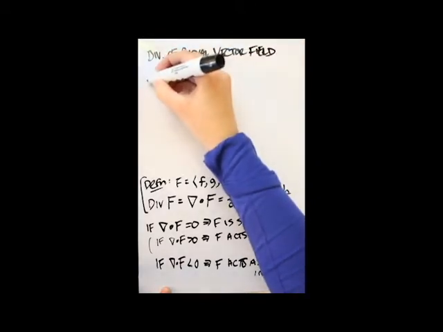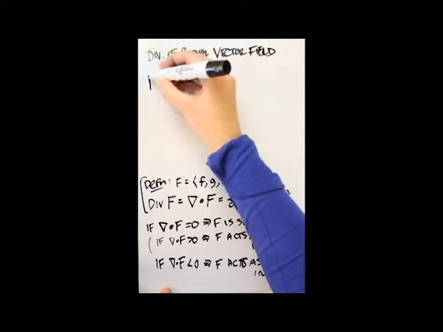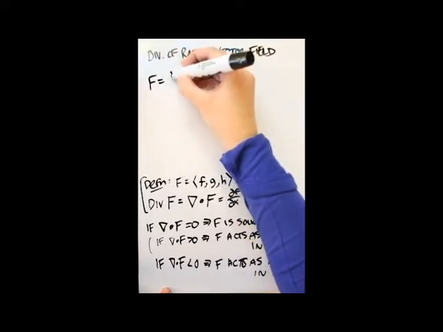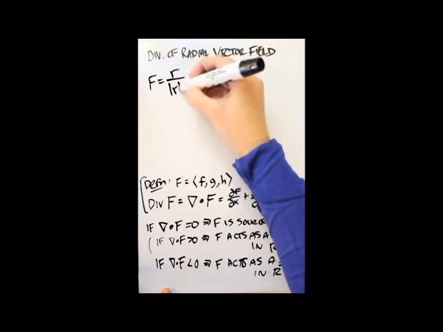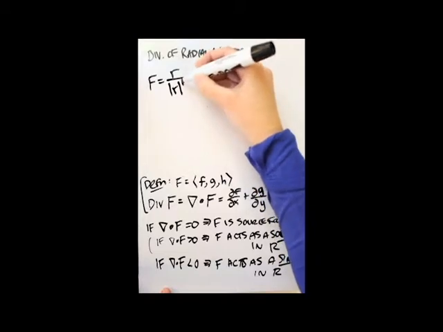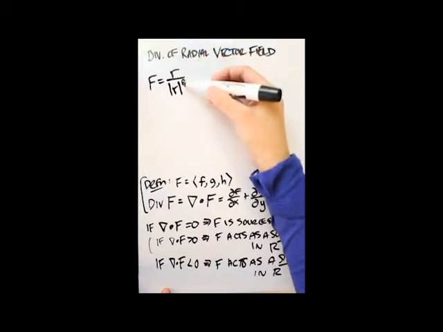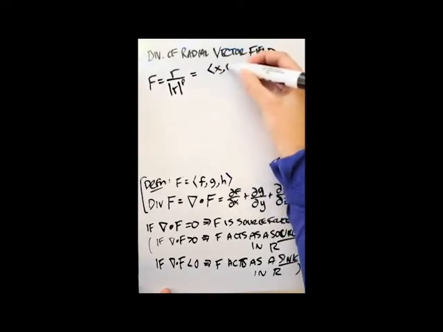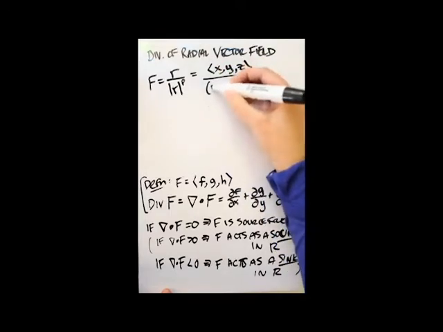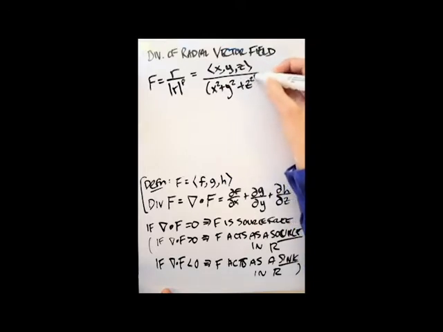First of all, let's define the vector field F. If you recall, a radial vector field can be defined as R divided by the magnitude of R raised to the power p, where p is any real number. This is equal to the vector x, y, z over the magnitude, so x squared plus y squared plus z squared raised to the p over 2 power.